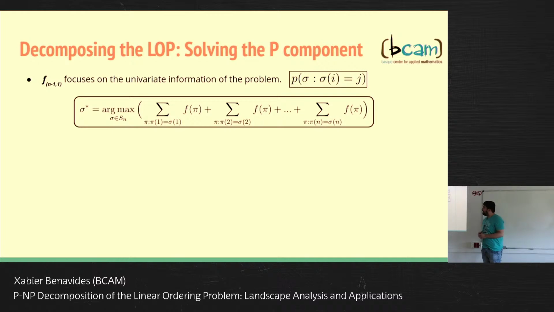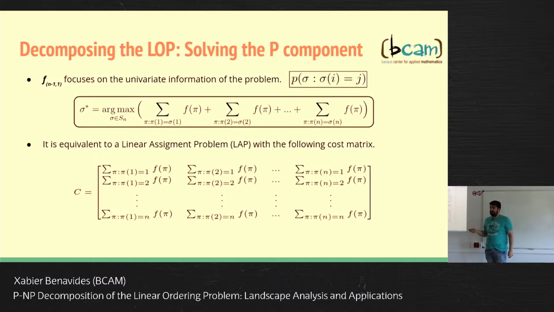So, optimizing or finding the global optimum of f_(n-1,1) is totally equivalent to finding a permutation sigma star that maximizes the sum of the objective function values of all the permutations that share at least one position with sigma star. So, this expression right here. Well, this problem is just a linear assignment problem with this cost matrix right here.